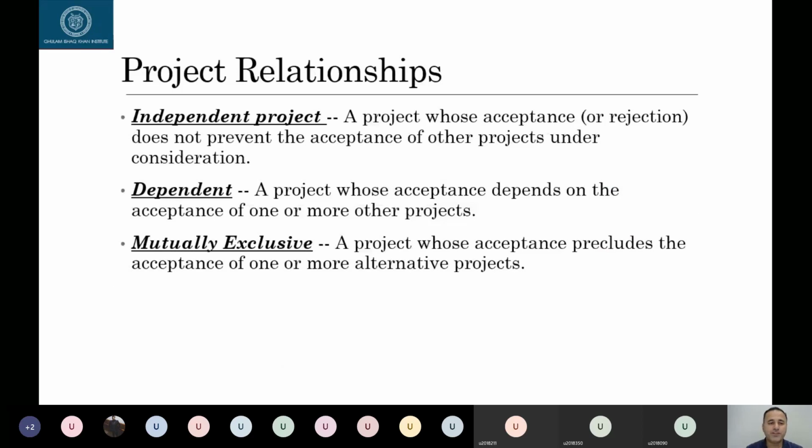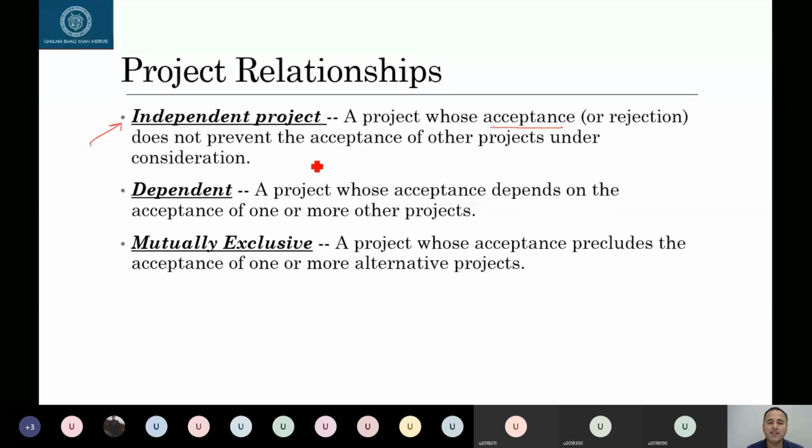Project relationship, the first part I already covered. So one of the assumptions is that the project has to be independent. And independent means that its acceptance or rejection does not affect the acceptance or rejection of other projects. There is another terminology, called dependent, which means a project whose acceptance depends on the acceptance of another project. There's an example in the book.